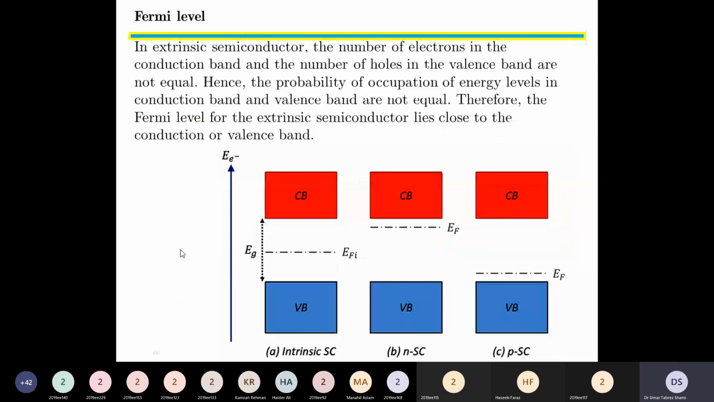अच्छा, आप ज़रा गौर से सुन लें. In intrinsic materials, in intrinsic semiconductor, the number of electrons in the conduction band and the number of holes in the valence band are not equal. Hence, the probability of occupation of energy level in conduction band and valence band are not also equal, क्योंकि तादाद ही different है. Therefore, the Fermi level for extrinsic semiconductor lies close to conduction band or valence band.